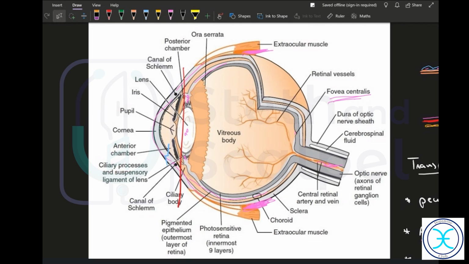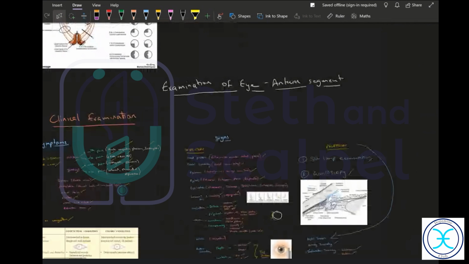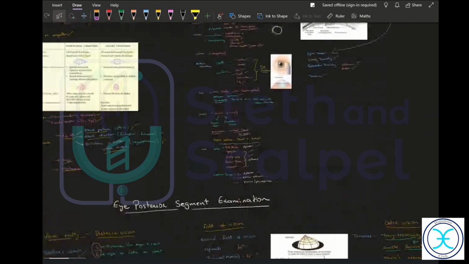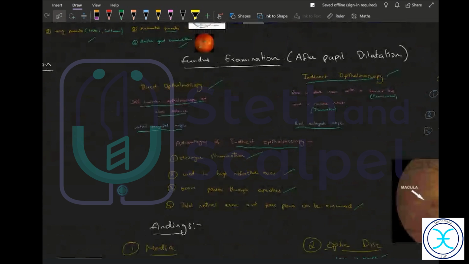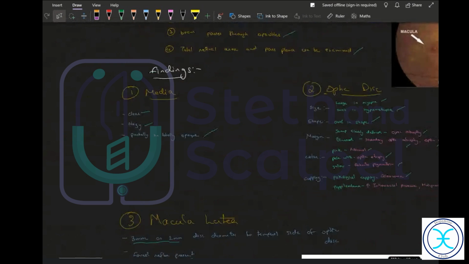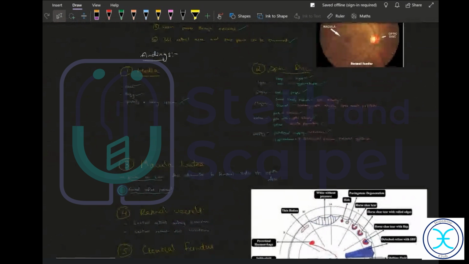So I think it's already been 1.5 hours. We'll just talk a little bit about the retina fundus picture, and we'll end this session. So retina, what are the various things you will see in the retina? Optic disc, macula, peripheral retina, vascular supply, ora serrata. These are the things you'll see.